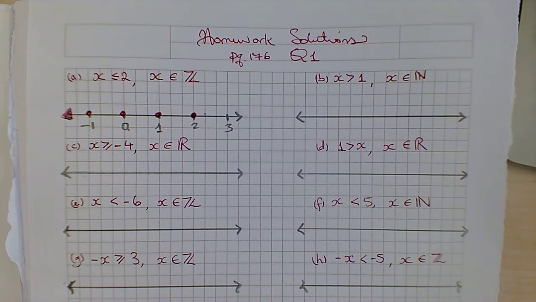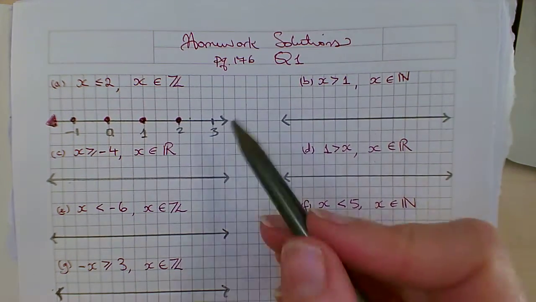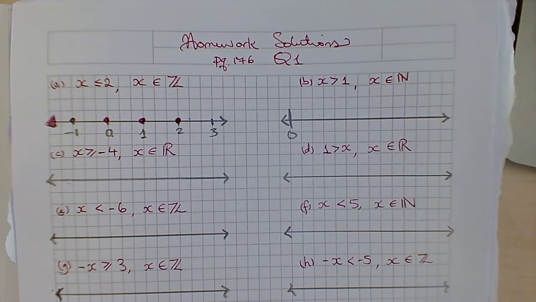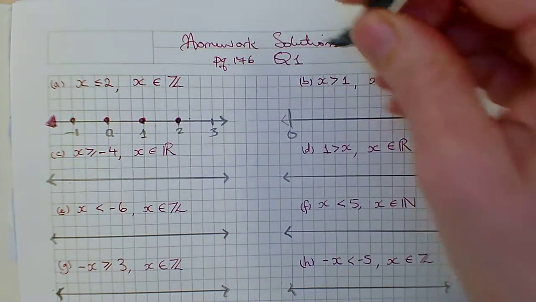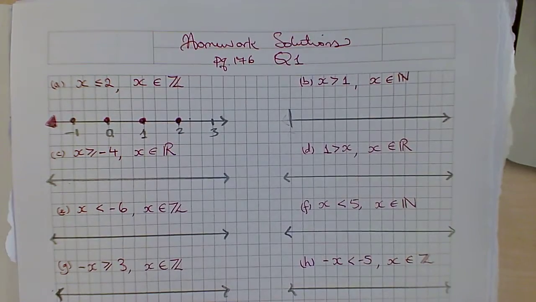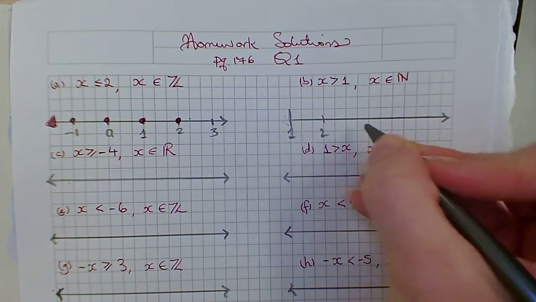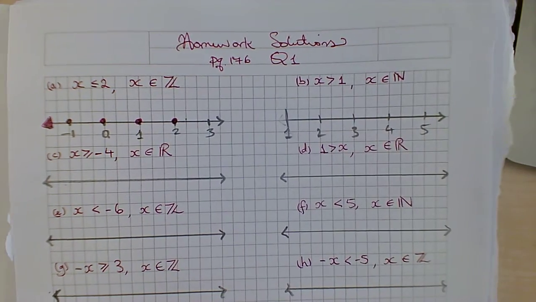Okay, so that was part A. Hopefully that was easy enough for everyone to do. Part B, I've got x is greater than 1 and x is a natural number. So now if they're natural numbers, my number line should stop at 0. I won't have an arrow going on forever in the negative direction. It should stop at 0, should stop at 1 in fact, because 0 itself is not a natural number. So my number line starts at 1 and then 2, 3, 4, 5, etc.